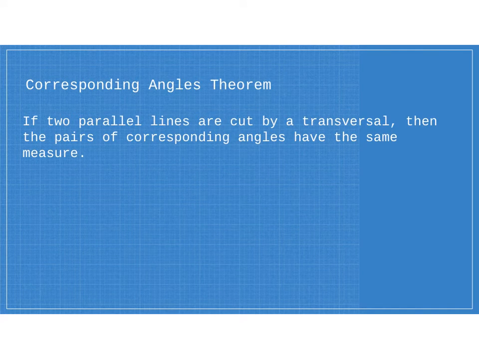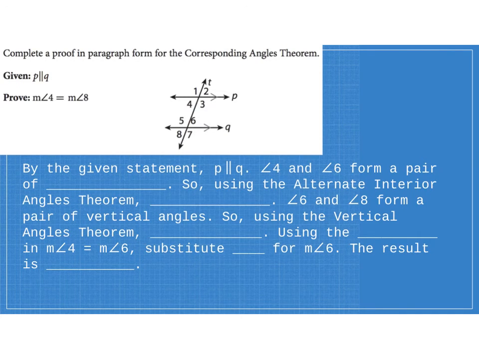All right, the corresponding angles theorem states if two parallel lines are cut by a transversal, then the pairs of corresponding angles have the same measure. So this one here is now a paragraph proof. Similar idea as a two-column proof, but you're just writing it out. We're going to fill in the blanks on this one.